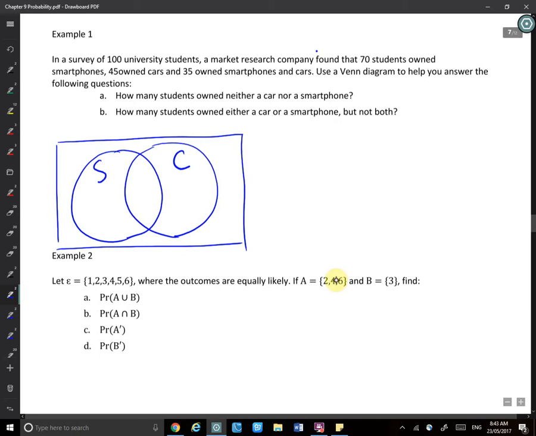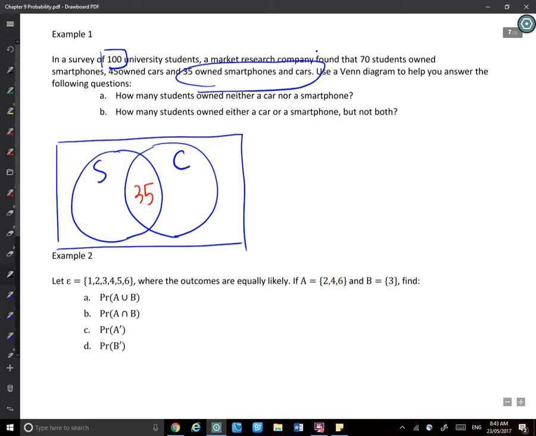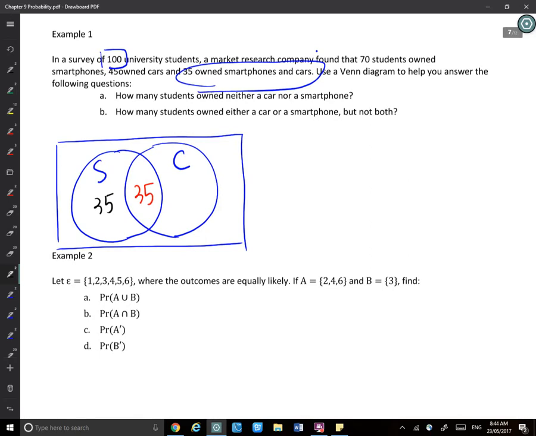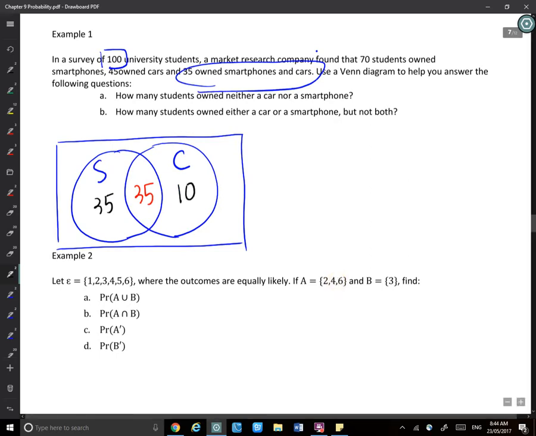I have 100 students in total. You always start from the intersection. So 35 own both, so you will have 35 here. Then you have 70 students with a smartphone. So in the smartphone set, you should have 70 in total. With 35 in common, then you have 35 with a smartphone only. 45 own cars, but 35 of them have both, so you will have 10 in this one.